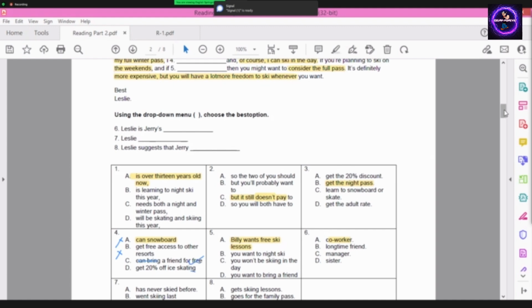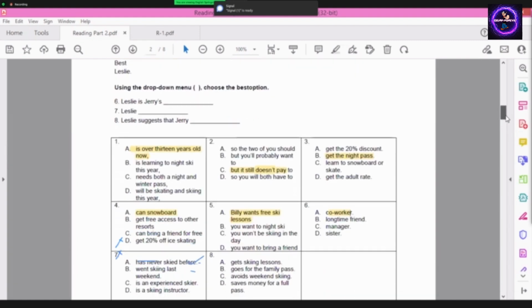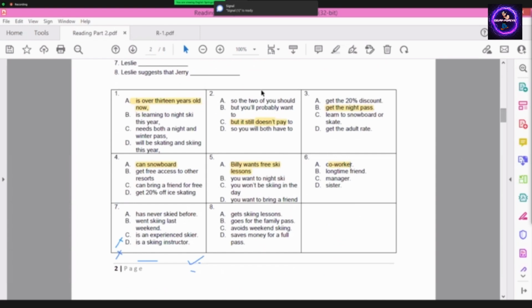That also adds, like, he's saying, get the lessons. It also gives you other add-ons or something like that. You're planning to ski on the weekends, and if Billy wants to get some pre-ski lessons, then you might consider the full pass. It's definitely more expensive, but you will get a lot more freedom to ski whenever you want. Leslie is suggesting Jerry to do what? Jerry should get skiing lessons.